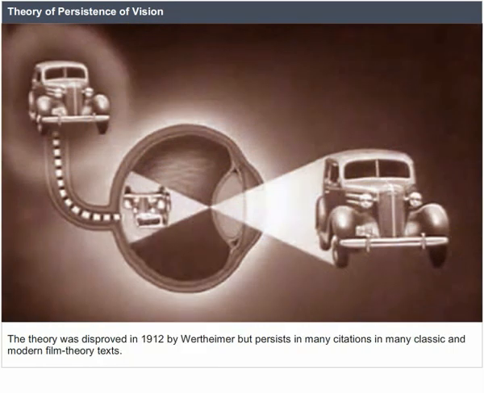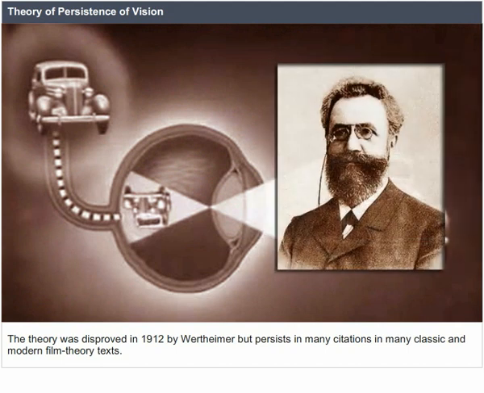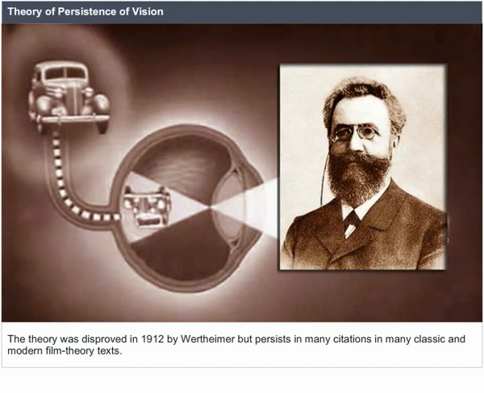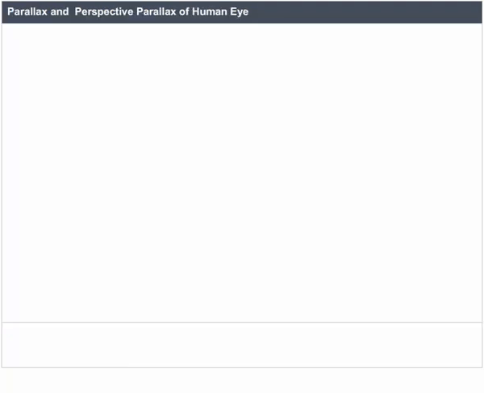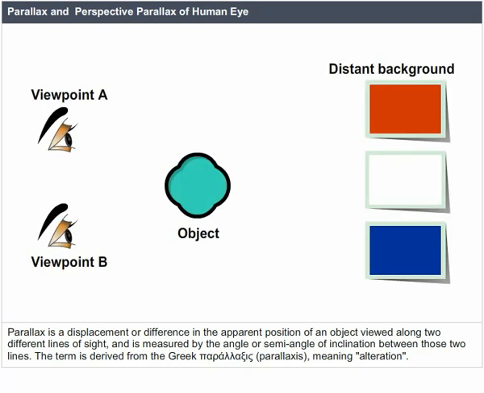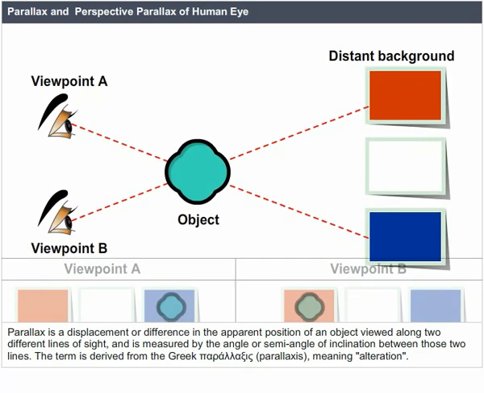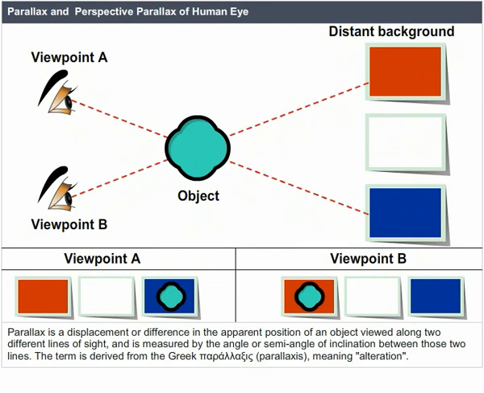The theory was disproved in 1912 by Wertheimer, but persists in many citations in many classic and modern film theory texts. Parallax and perceptive parallax of the human eye. Parallax is a displacement or difference in the apparent position of an object viewed along two different lines of sight, and is measured by the angle or semi-angle of inclination between those two lines. The term is derived from the Greek parallaxis, meaning alteration.